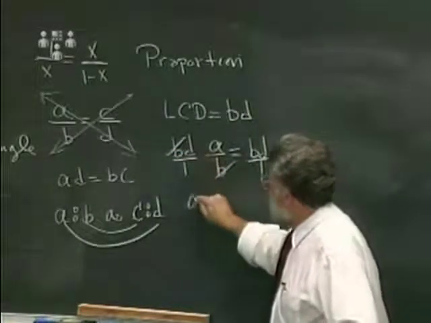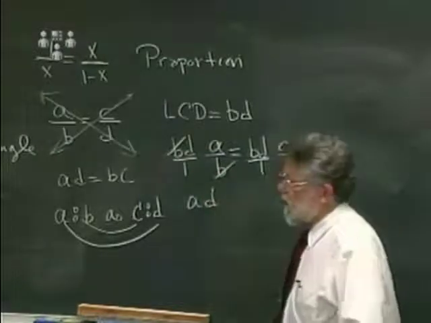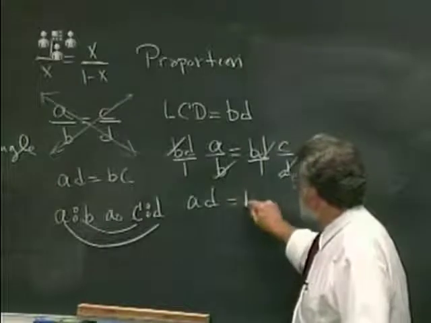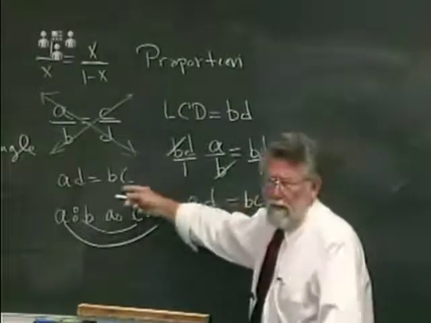So on the left side, I have AD or DA. We usually write it alphabetically. And on this side, the D's cancel, and I'm left with BC, and that's precisely what we were saying by the cross product.